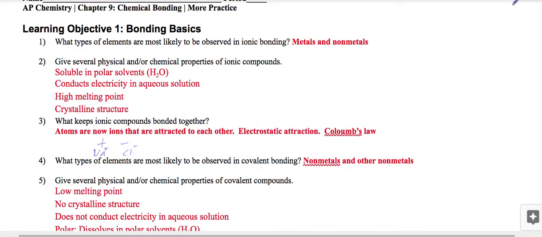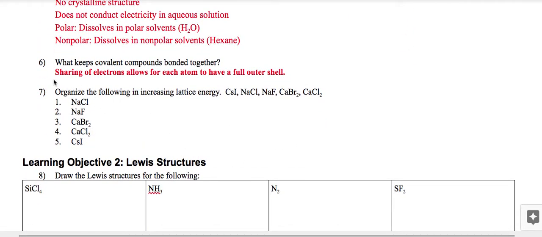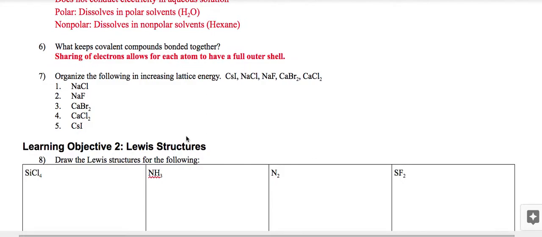Covalent, nonmetals and other nonmetals. We have the different properties of them. The new question here is that the sharing of electrons allows covalent compounds to be bonded together, is that when they share those electrons, they have a full outer shell. Organize these to have increasing lattice energy. So I'm going to first look at charges. And so if I go through the charges on this one, you can see that this is positive 1 and negative 1, positive 1 and negative 1, positive 2 and negative 2, positive 2 and negative 2, positive 1 and negative 1.